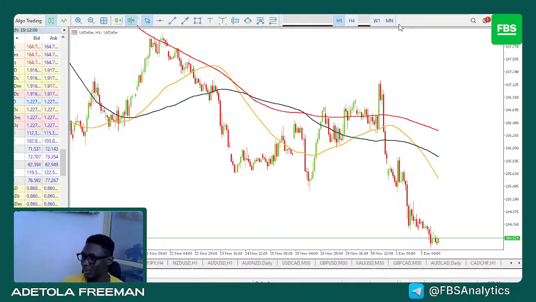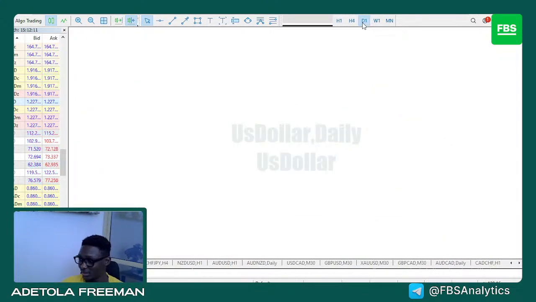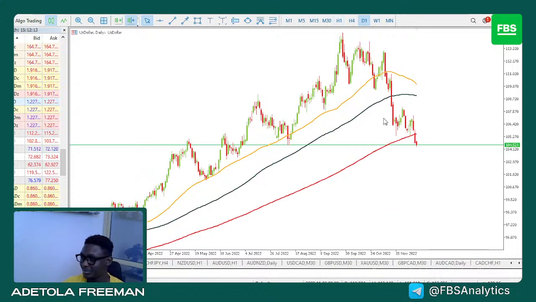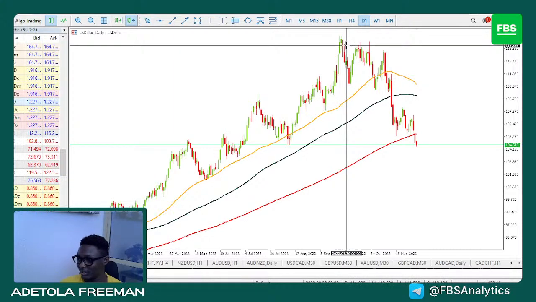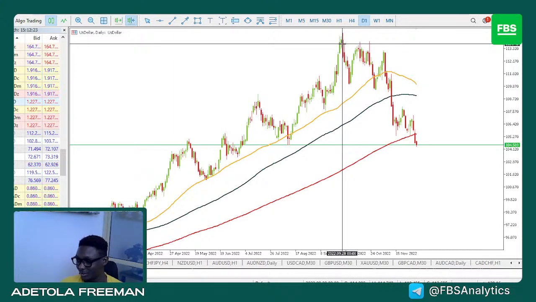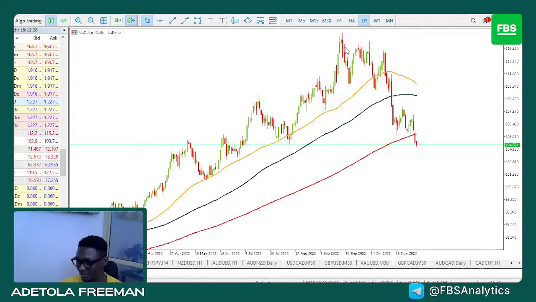So welcome guys. This is the US dollar chart. Let's look at the daily time frame. This is the US dollar chart on the daily time frame. According to what we can see, the dollar has been on this steady downtrend that was created since September, since around the 27th, 28th of September. However, if you look at what we are also seeing at the moment, we are at the 200 moving average. Price just moved below the 200 moving average.